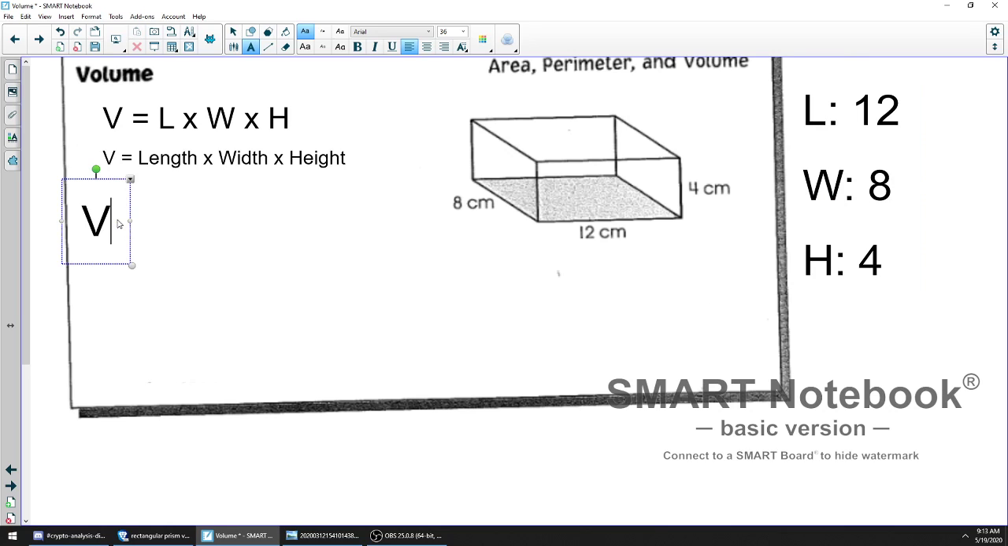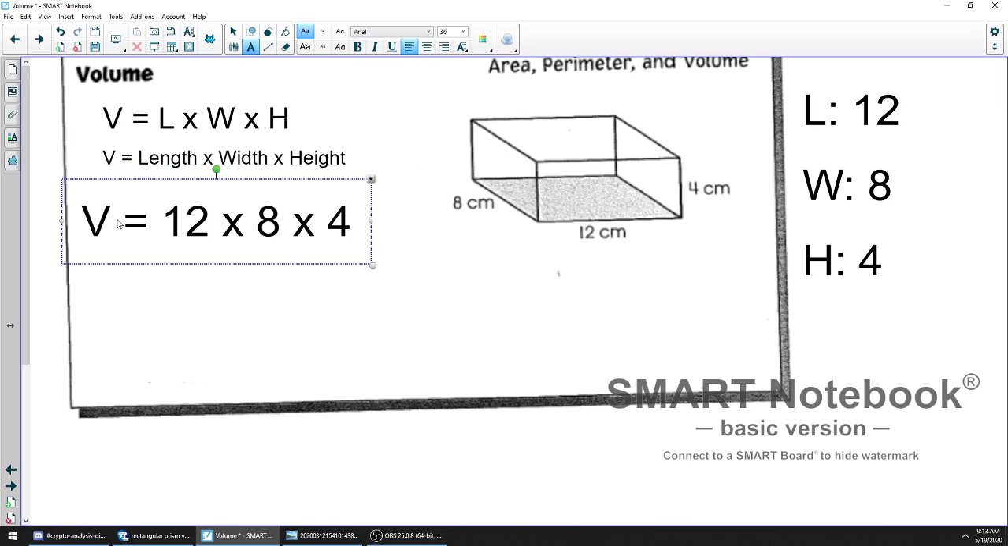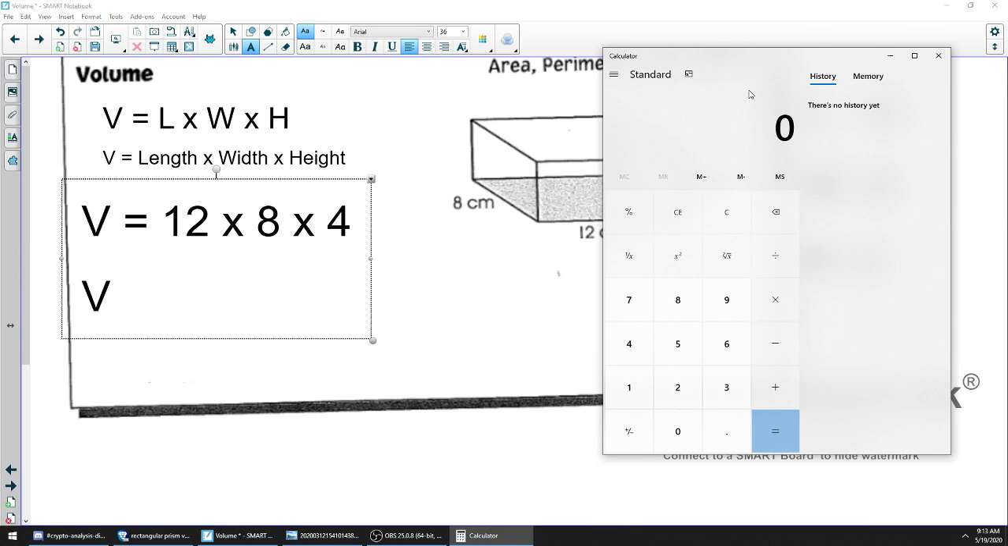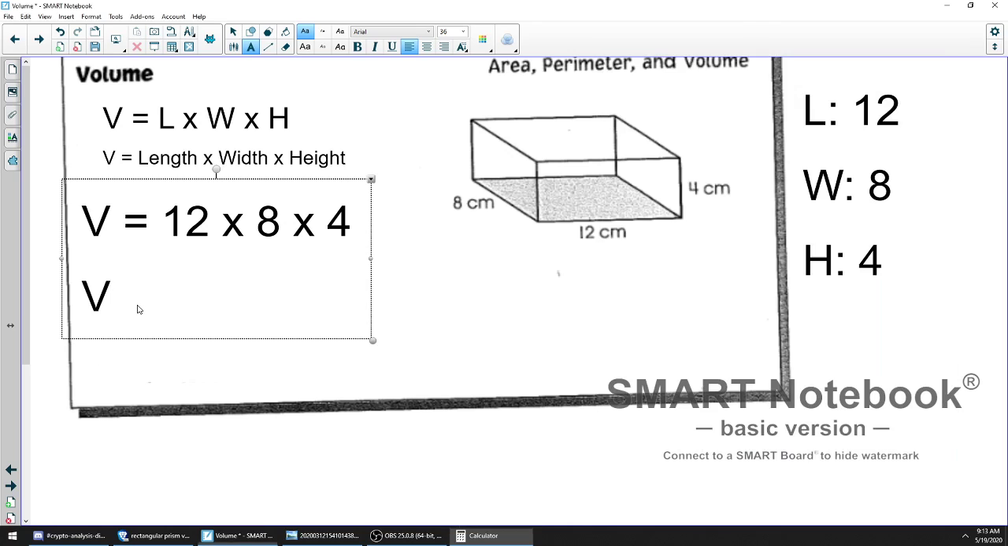So what do I do? I'm just going to plug it in, right? 12 times 8 times 4. And I just multiply that all out. So what do we get? 12 times 8 times 4 is 384. 384 what though? Centimeters cubed. Remember, it's a volume, a 3D figure, so it goes to the third power.